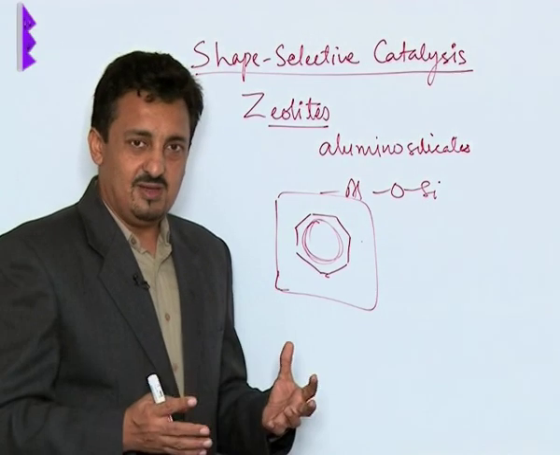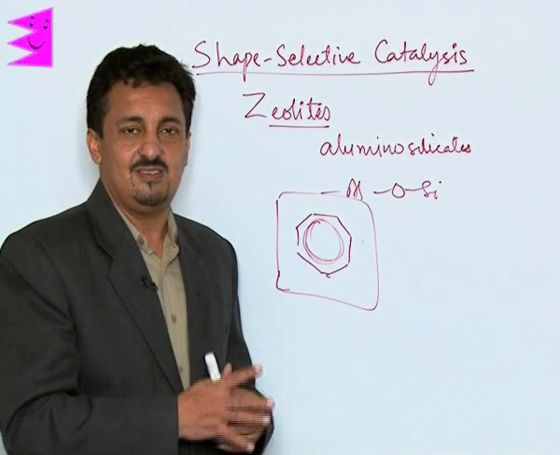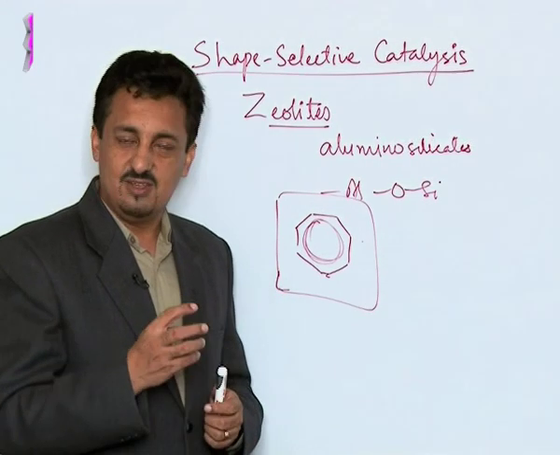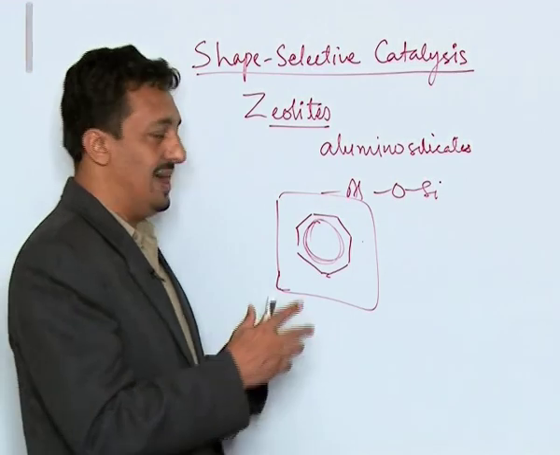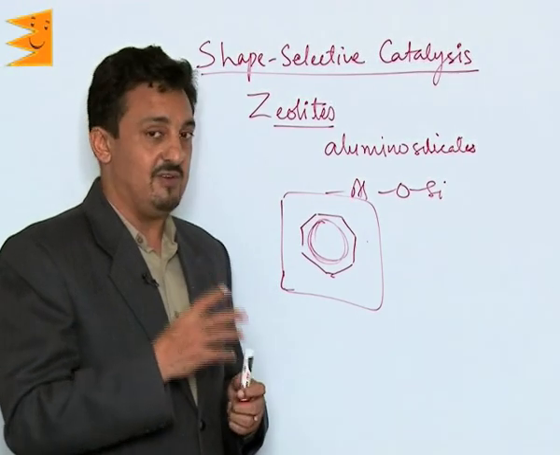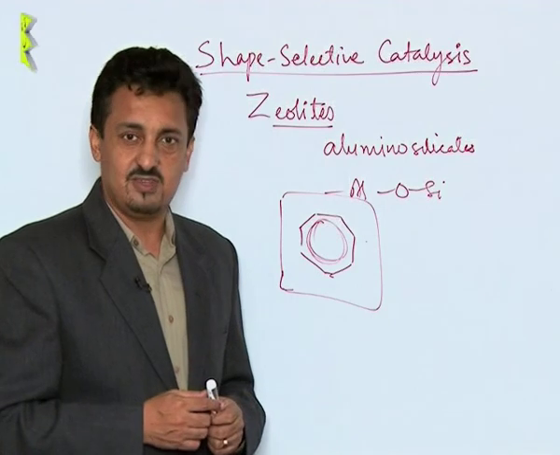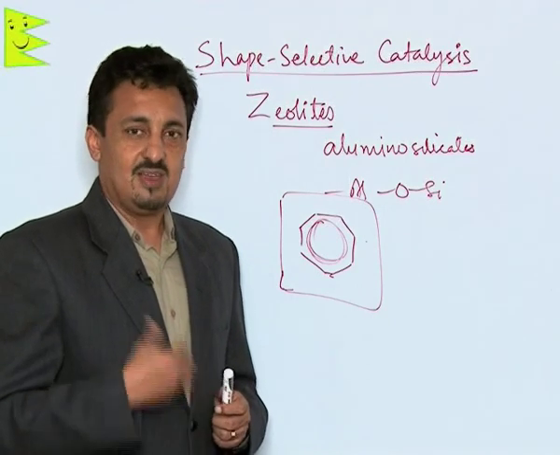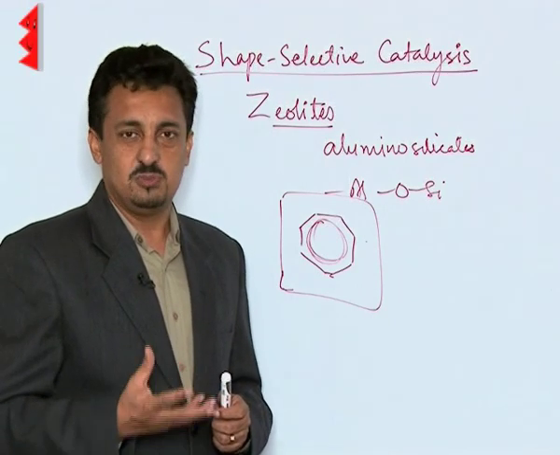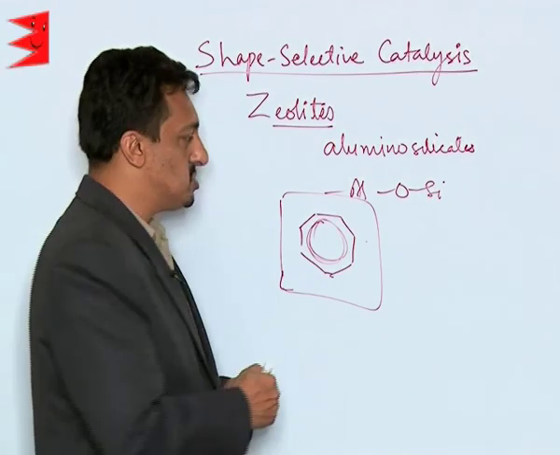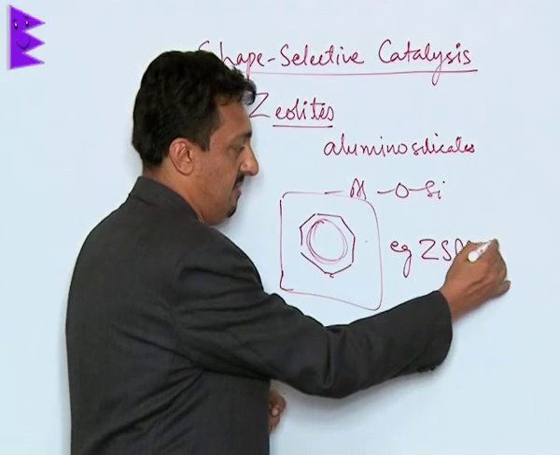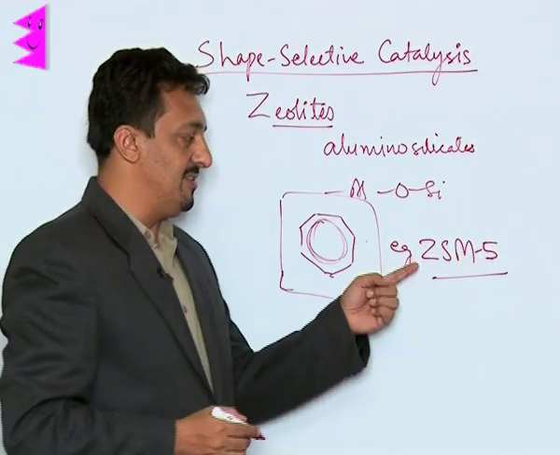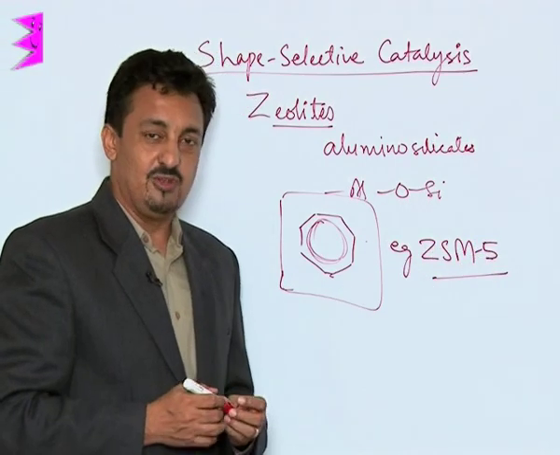Now these shape selective catalysts are also available naturally. They are available abundantly, and they are also chemically synthesized by selective methods. Now these zeolites specifically are very widely used in petrochemical industries, mainly for cracking of hydrocarbons or for their isomerizations. The most common example of the zeolite is ZSM5.